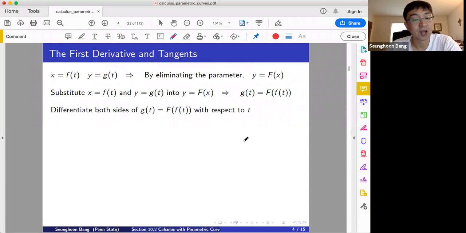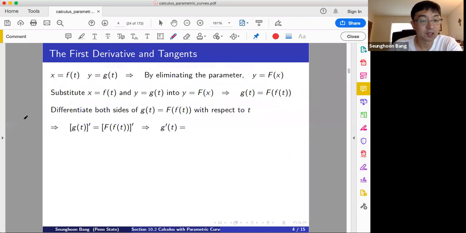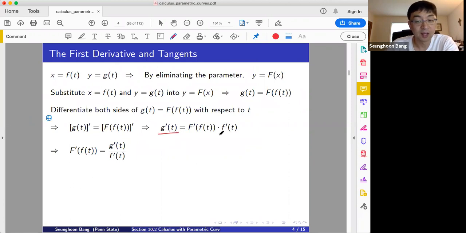Next, differentiate both sides of g of t equals capital F of little f of t with respect to t. Here we have g prime of t. In this case, capital F is the outer function and little f is the inner function, so you can use the chain rule: capital F prime of the inner function, little f of t, times little f prime of t. Next, divide both sides by f prime of t. What happens? It crosses out, and we have capital F prime of little f of t here.